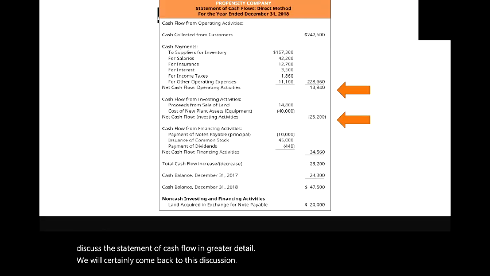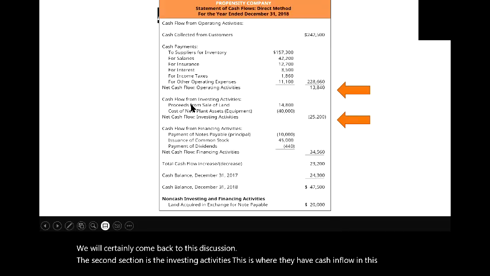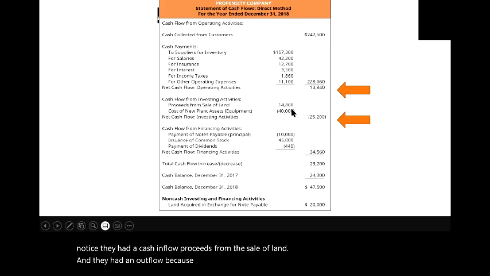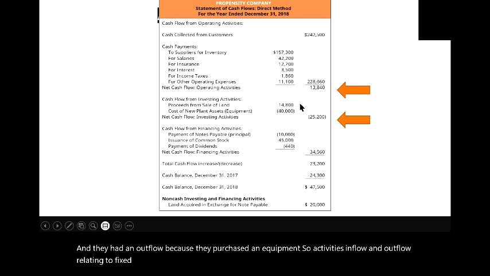The second section is the investing activities. This is where they have cash inflow. In this case, notice they had a cash inflow, proceeds from the sale of land, and they had an outflow because they purchased an equipment. So activities, inflow and outflow relating to fixed assets will be in section 2.